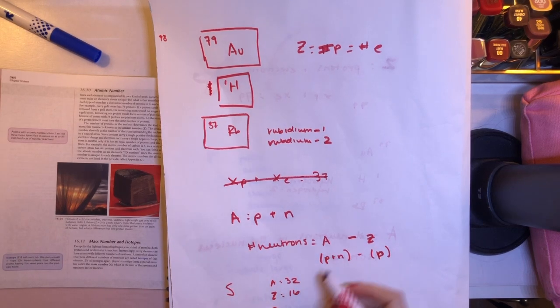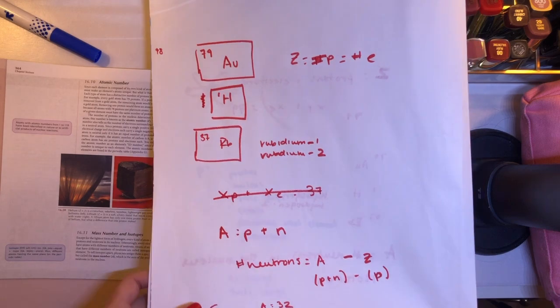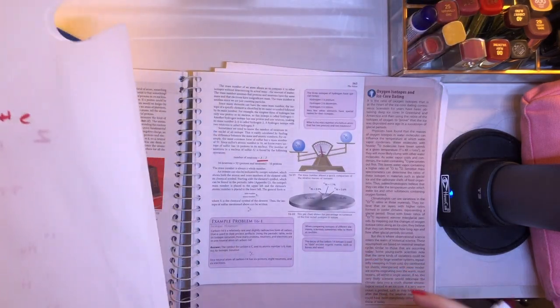I take 32 minus 16, and that, I believe, gives me 16, right? Yeah.